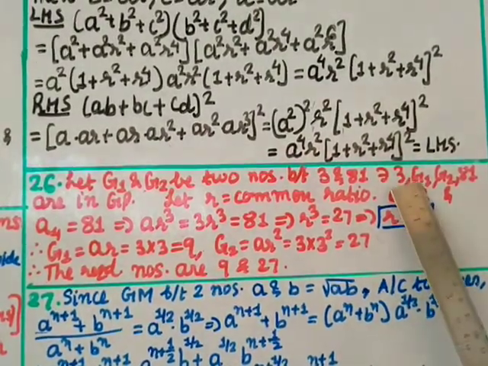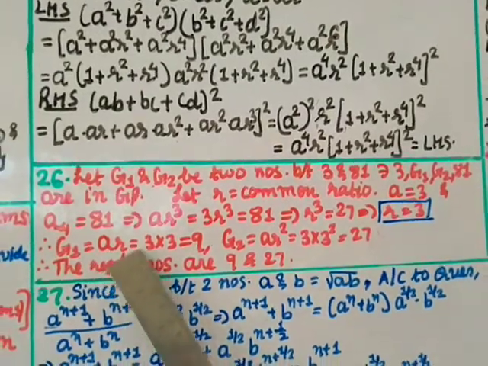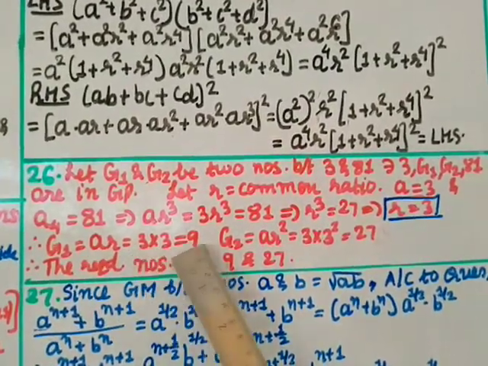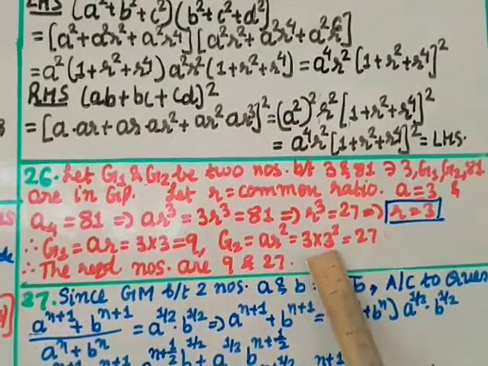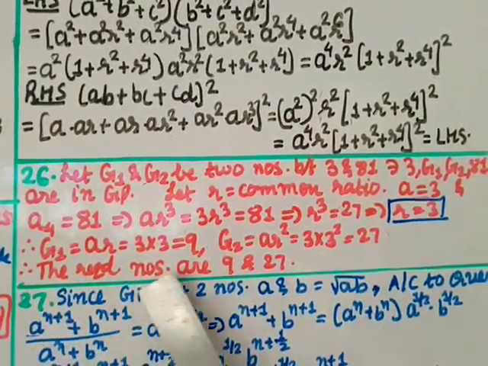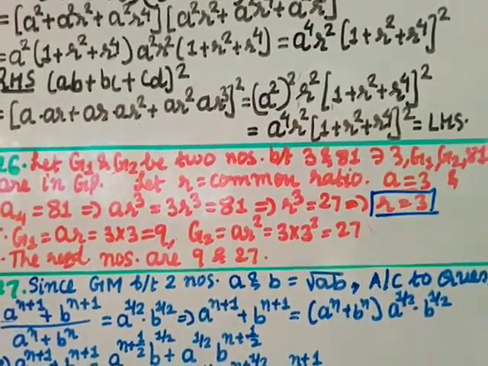So now we can write the first, second and the third term. Okay, these two terms. So G1 will be ar. So a is 3, r is 3. So 3 into 3, 9. And G2 is ar². So 3 into 3² is 9 into 3 is 27. So the required numbers are 9 and 27. That is the solution for question number 26.